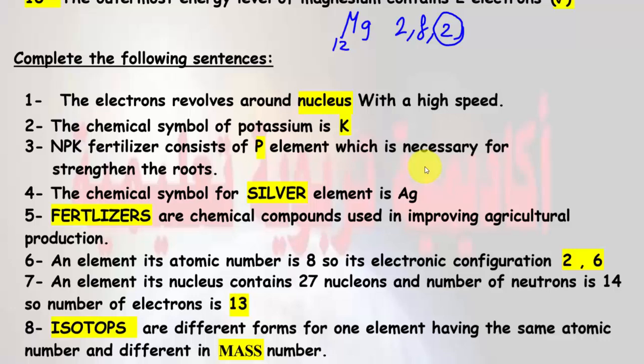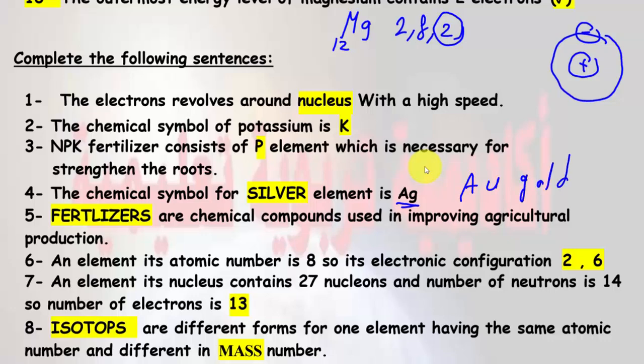Complete the following statements. The electron revolves around the nucleus. We said that the nucleus is in the middle of the atom with positive charge because it contains protons, and the electron revolves around it with negative charge. The chemical symbol of potassium is K. NPK fertilizer contains P, which is phosphorus, an element necessary for the strength of roots. The chemical symbol for silver is Ag, and for gold is Au.